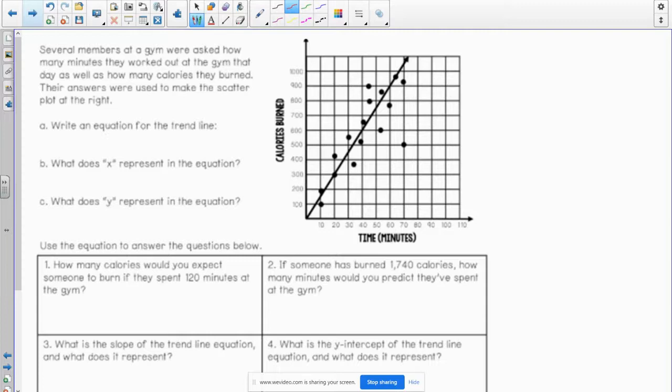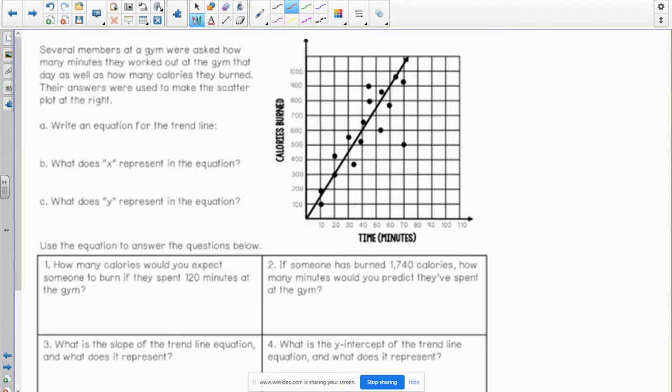So the first question says, several members at a gym were asked how many minutes they worked out at the gym that day, as well as how many calories they burned. Their answers were used to make the scatter plot on the right. So here's all the data from the gym members that they asked. So for example, this person worked out for 70 minutes and burned 500 calories. This person, we'll go above here, worked for 30 minutes and burned almost, I'd say, 550 calories.